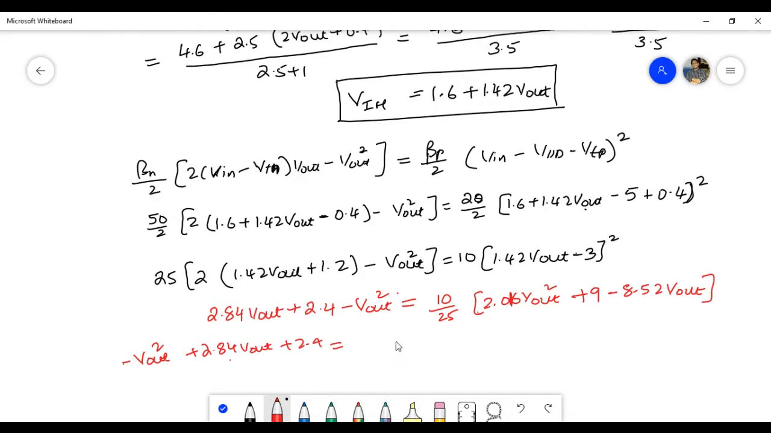0.806. Okay, 0.4 times 9 is 3.6. Okay, and 8.52 with 0.4 is 3.408. Okay, just take the picture. I will go to the next page.